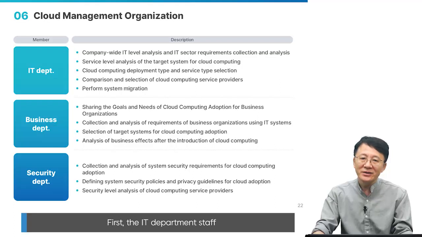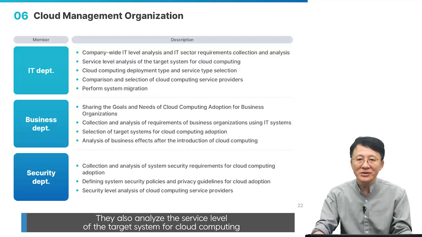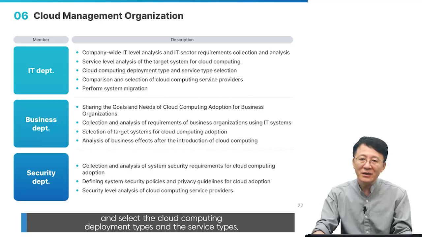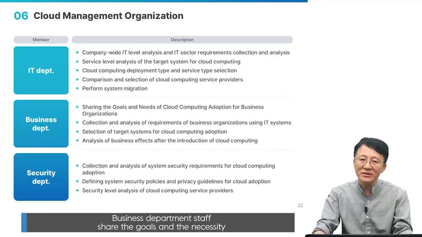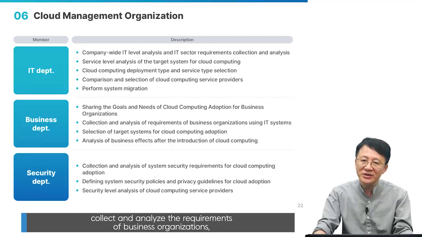First, the IT department staff collects and analyzes company-wide IT level analysis and IT sector requirements. They also analyze the service level of a target system for cloud computing and select the cloud computing deployment types and the service types. Business department staff share the goals and the necessity of introducing cloud computing to business organizations, collect and analyze the requirements of business organizations, then use IT systems and select systems to adopt cloud computing.